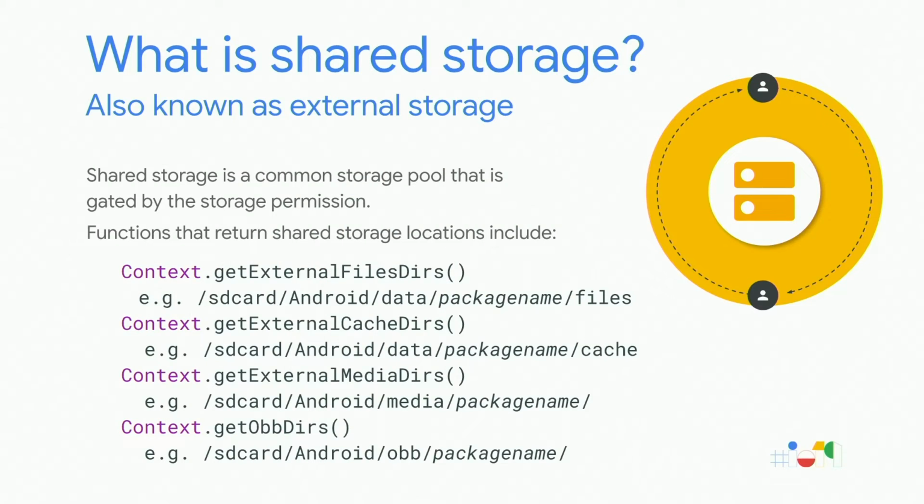Firstly, we'd like to clarify what is meant by shared storage, also known as external storage. Shared storage is the area where apps can write files visible to other apps once they get granted the read-write external storage permission. Functions that return locations within shared storage include getExternalFilesDirs, which returns your app's files folder, getExternalCacheDirs, which returns your app's cache file folders, and getExternalMediaDirs, that returns your app's media folders.